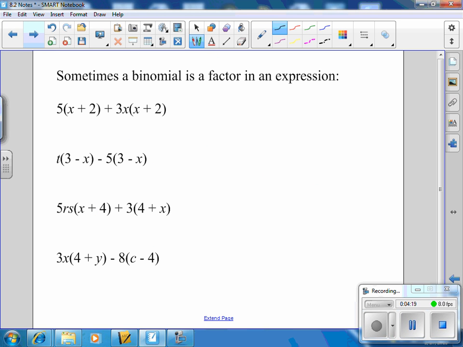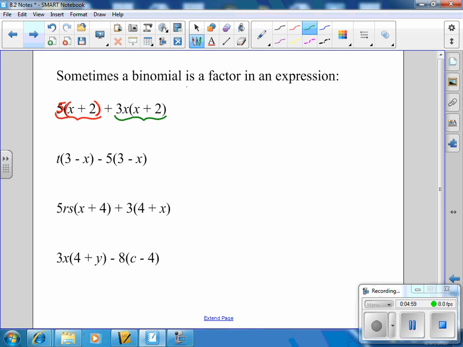Alright, so sometimes a binomial factor is in an expression. We can still factor that out. That's still something in common. Remember back when we defined terms, we said that it was a group of things multiplied together. So in this case right here, 5 times x plus 2, this is 2 things, the 5 and the x plus 2 multiplied together. That's one term. And then this stuff over here, 3x times x plus 2, is one more term. So you ask yourself, what do those 2 terms have in common? And they both have an x plus 2.